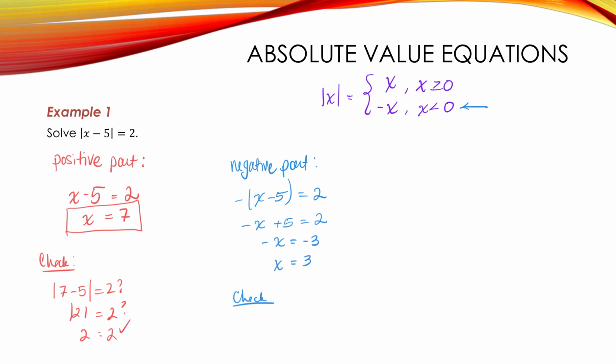Now let's check it and see if the solution to our negative part of our absolute value will work. Is the absolute value of 3 minus 5 equal to 2? Well, that would be the absolute value of -2. Does it equal 2? The absolute value of -2, remember, we're going to make it positive, so it would be 2. It does equal 2, so we have two solutions. Our two solutions are x equals 3 and x equals 7.